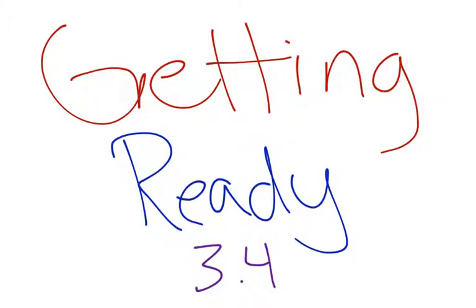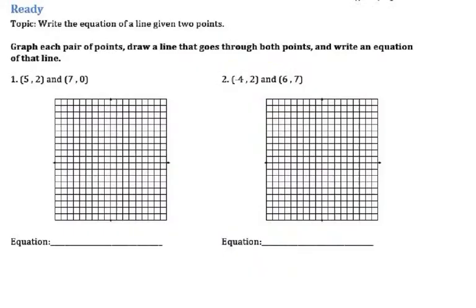Let's take a look at Getting Ready 3.4. So, the first type of problems is where we're just graphing the pair of points, drawing a line that goes through both points, and trying to write an equation of that line. The way we're thinking about this is this would be our y-axis, that would be our x-axis.